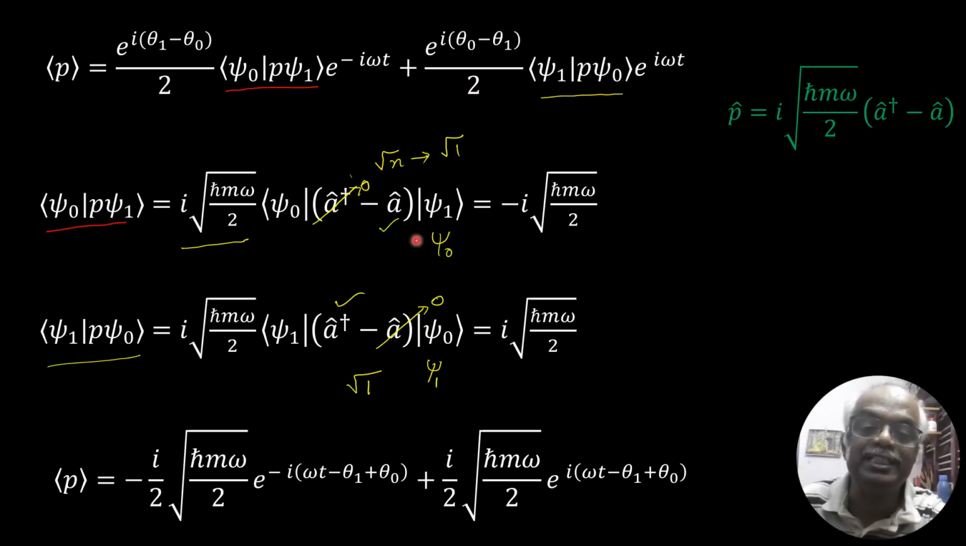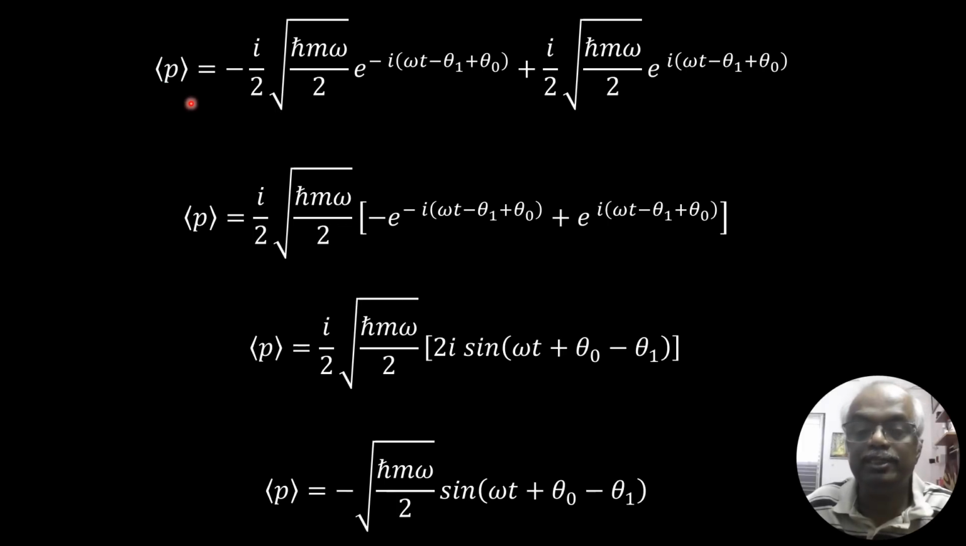Same with the second term. I have taken this i and this 2, i over 2, then the square root of h cross m omega over 2, then this exponential term. I am combining all the exponential terms. This will become e power i, here you can see omega t, then this is minus theta 1 plus theta 0. So the expectation value, I have found this. We have to reduce this. We will do the further simplification of this expression.